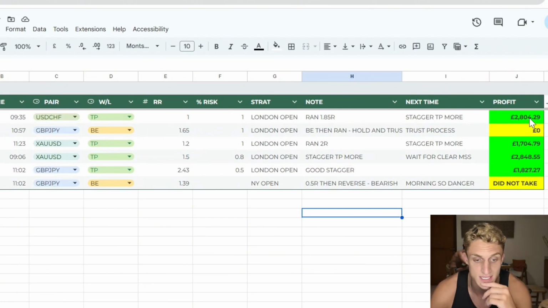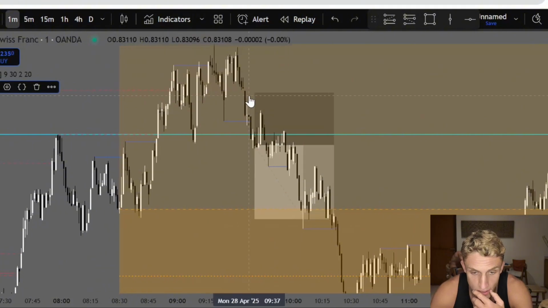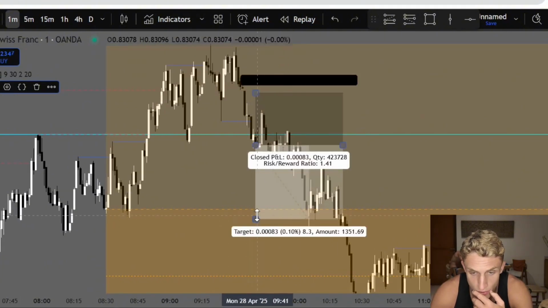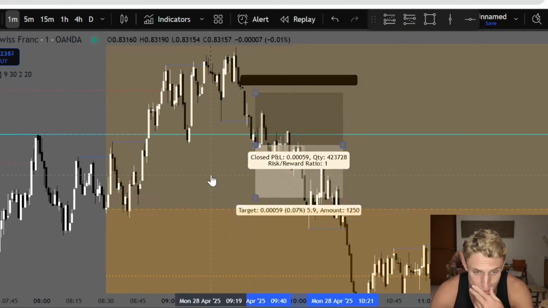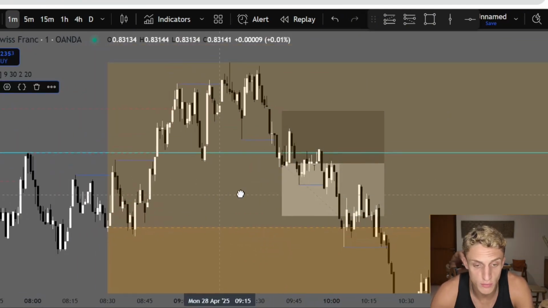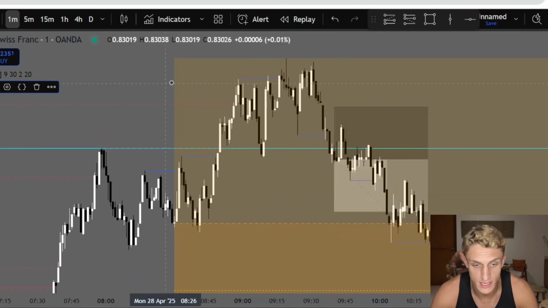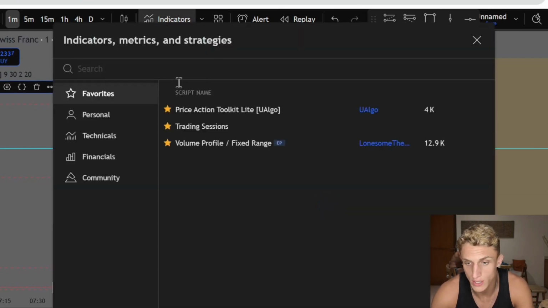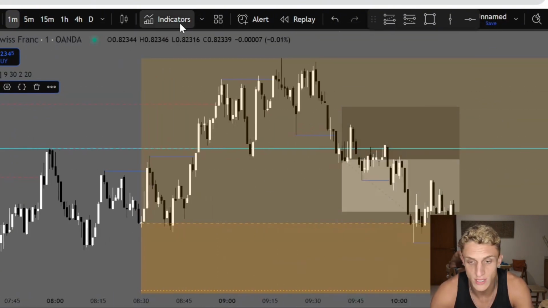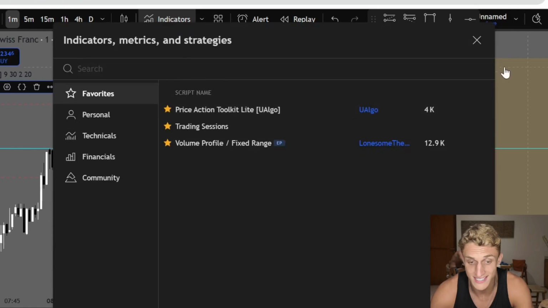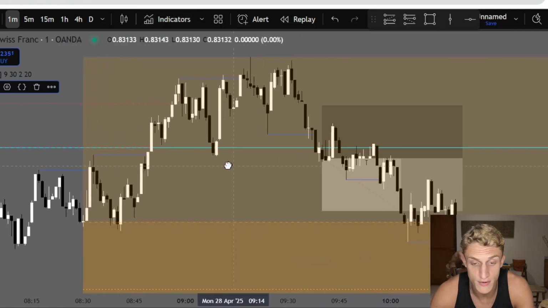First one, USD CHF, 1 RR, risking 1%. This was on Monday, so at a 1R we would take our profit around about here. All I've done before the London market opens, the trading sessions indicator has allowed me to locate where exactly London opens. Once London is open, I've got another indicator called Price Action Toolkit Lite, which tells me where exactly the changes of character are in the market.